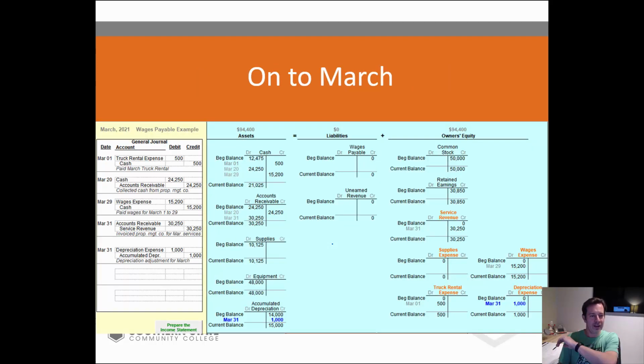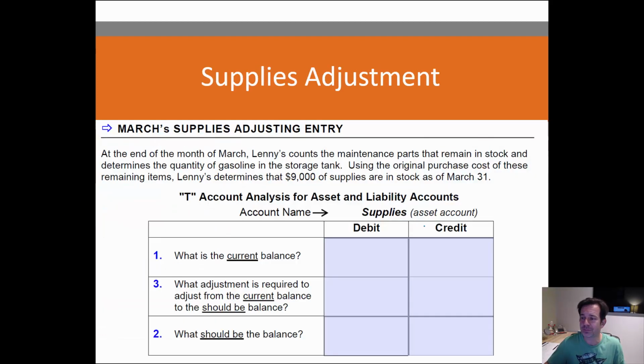So, moving ahead, the month of March, let's go ahead and knock that out. Our routine transactions: we paid truck rent, we collected accounts receivable, we paid wages, we sold mowing services on account that we've completed, we've depreciated the equipment for the month of March, and now you see we've got 2 more to make. We've got to make that supplies adjusting entry. We also have a new one we have to make right here that I'm getting ready to talk about for the month of March. There's my ledger after all the routine transactions and my one adjusting entry have been posted.